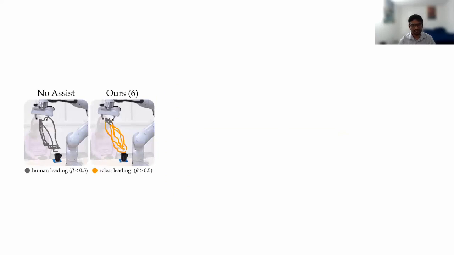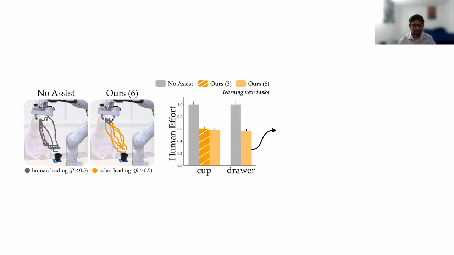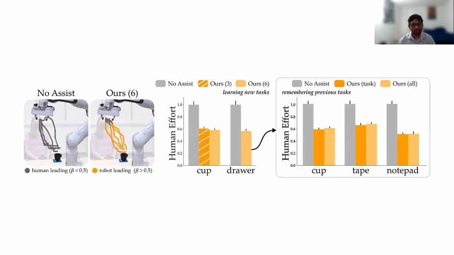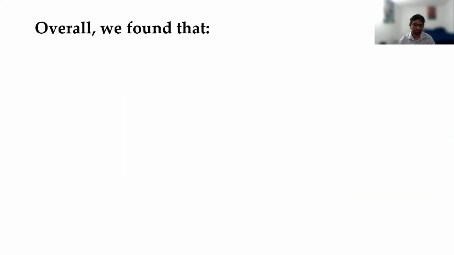Here we show the trajectories taken by the robot when no assistance is being offered, which is shown in gray, compared against when the robot is assisting the human. These are shown in orange. When we measured human effort across different tasks the robot had learned, we consistently see that the robot remembers how to assist users and reduces the effort required by them to finish these tasks. We also observe that the robot remembers how to assist users on previously seen tasks even after learning new ones.